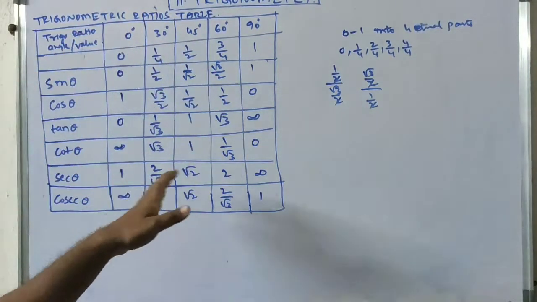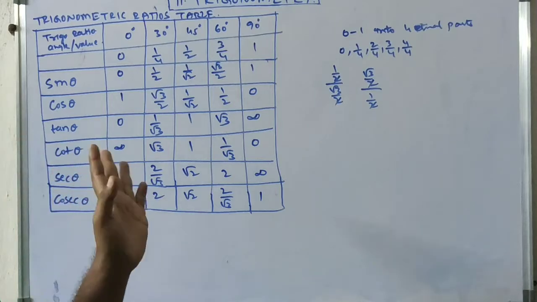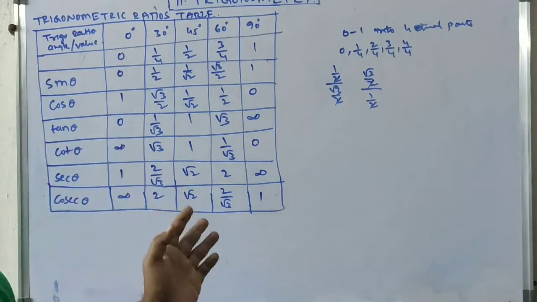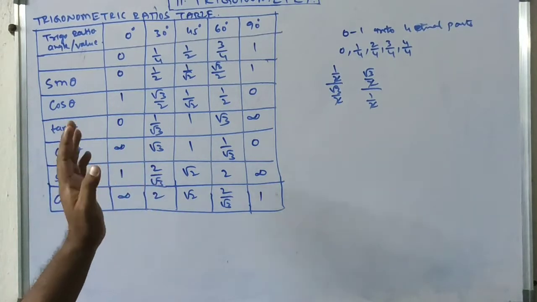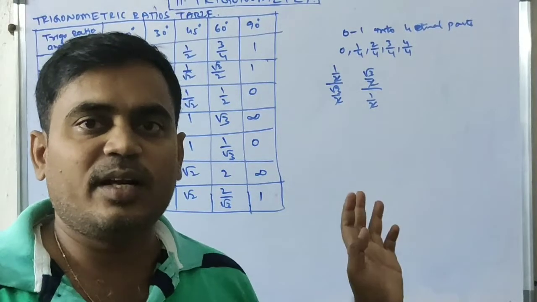Okay, so we need to remember this table. This table is very, very important. Each and every value we must know, each and every trigonometric ratio with the corresponding angle.